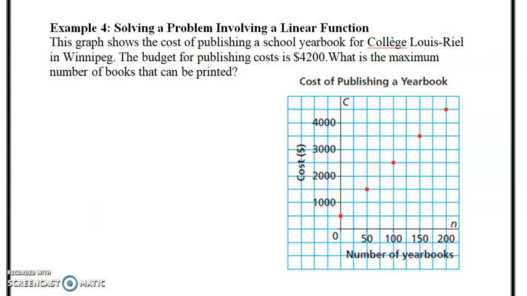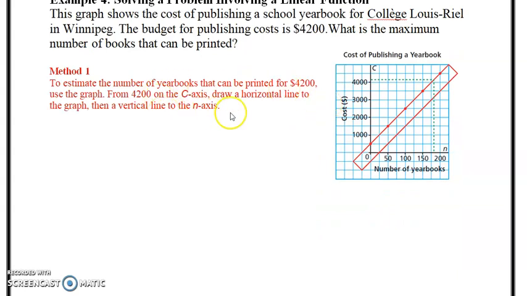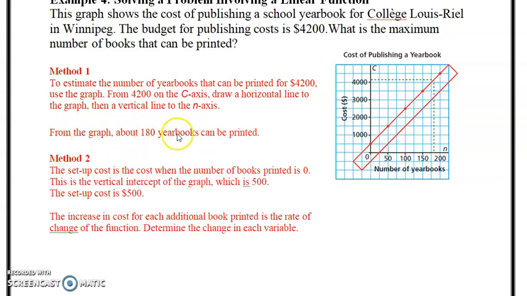So let's look at that. The first method is to estimate the number of yearbooks that could be printed for $4,200. It's pretty straightforward. Take a ruler and put it through all the points. The dotted line shows roughly $4,200. Come down. This would be 175, so I'd say 180 to 185-ish. So about 180 could be printed. That's what they're showing.